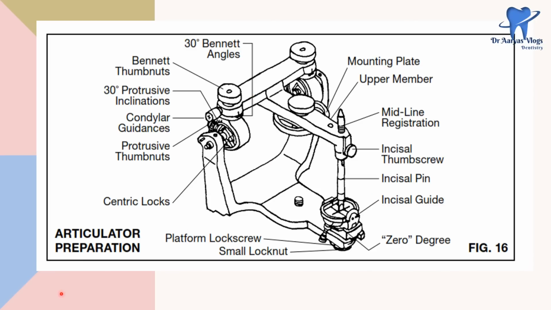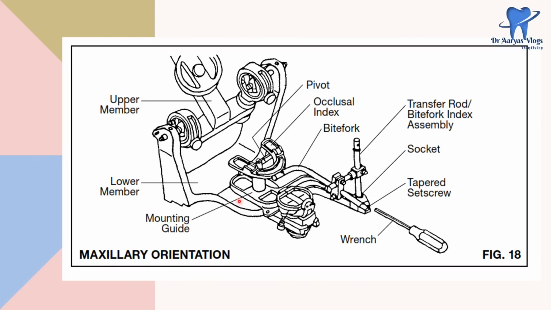Coming to the articulator preparation, these are the Bennett thumb nuts, Bennett angles, protrusive inclinations, condylar guidance, protrusive thumb nut, centric lock, platform lock screw, small lock nut. This is the 0 degree. This is the incisal gate, incisal pin, incisal thumb screw, midline registration, upper member mounting plate. So this is the articulator preparation of a Hanau Wide-Vue articulator. This is the maxillary orientation.